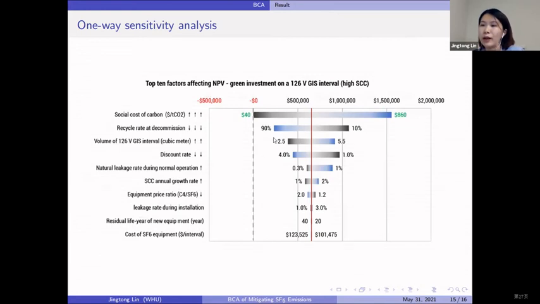And then again, when the SCC is high, all these bars are in the positive range, meaning that there is not even one parameter that is sensitive enough to flip the result, and the positive net social benefit conclusion will be robust.